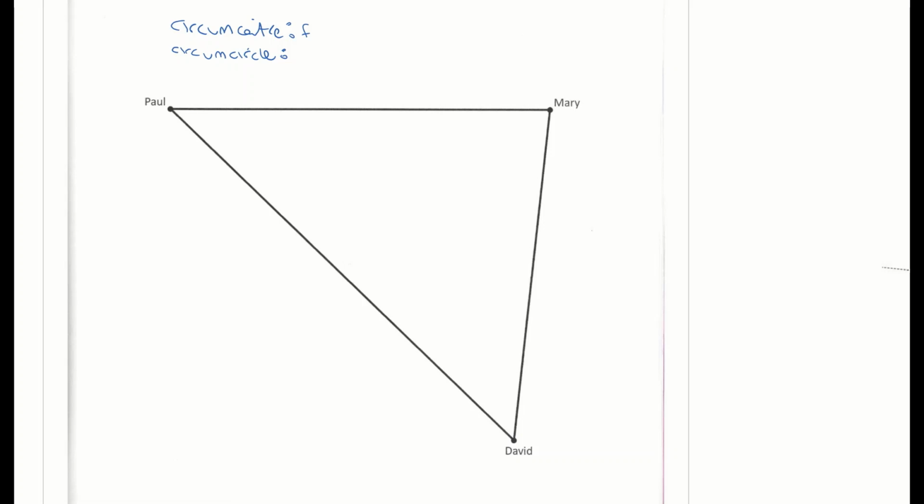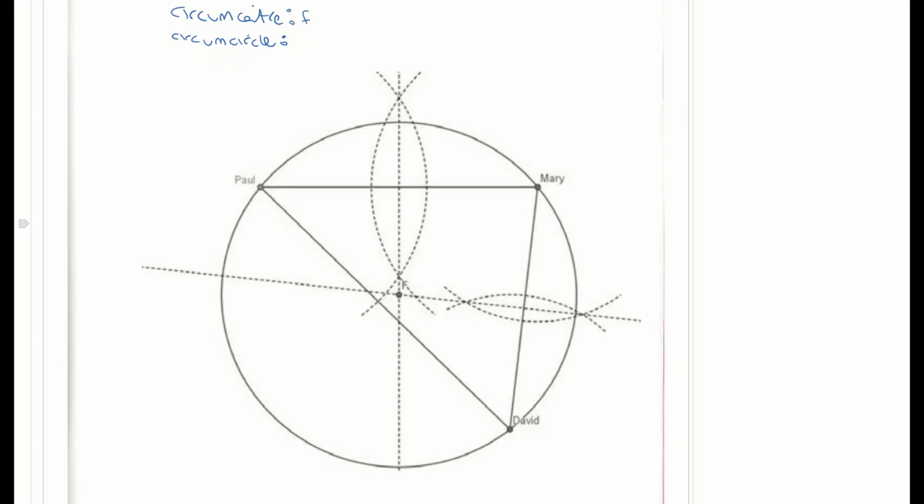Now you can check out a separate video which will show you how to do the circumcircle and circumcenter along with all our constructions. But for now I'm just going to copy in a picture of the diagram. So this is what it should look like, and F is the circumcenter. And you can see here that the circumcircle must pass through the 3 vertices of the triangle, Paul, Mary and David. So the distance from F out to Paul and the distance from F out to Mary and the distance from F out to David are all the same distance.